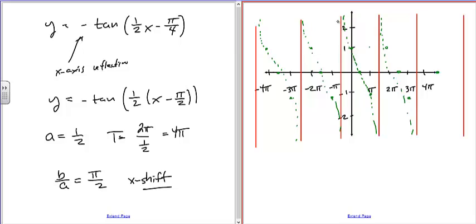So this actually looks more like a cotangent type function because it's starting up here and going down there. So there is that relationship. The tangent and the cotangent are related one way because they're reflected across the x-axis.